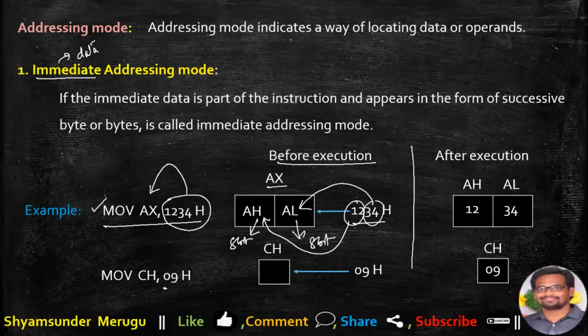In the same way, if we have 8-bit data, when this particular instruction executes, this 8-bit data will move to the 8-bit register, that is CH, right? So immediate indicates the data which is part of the instruction.